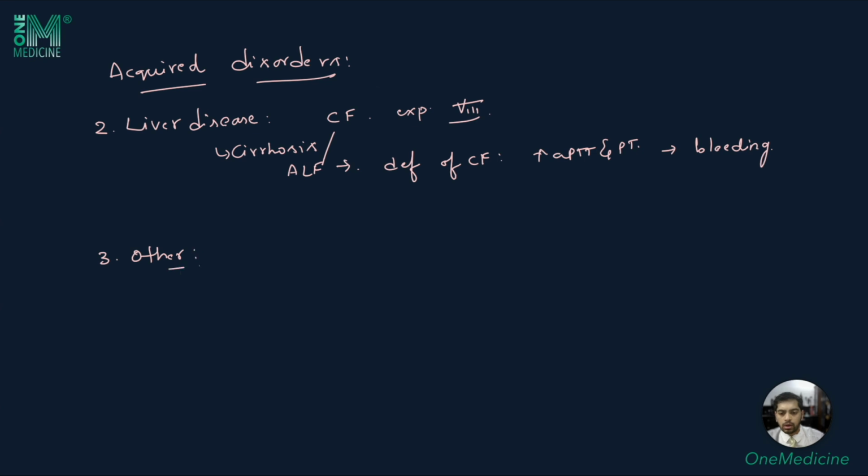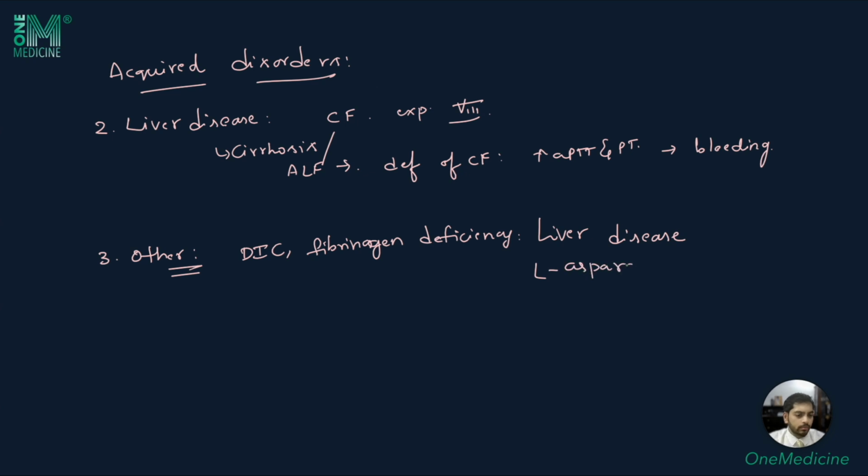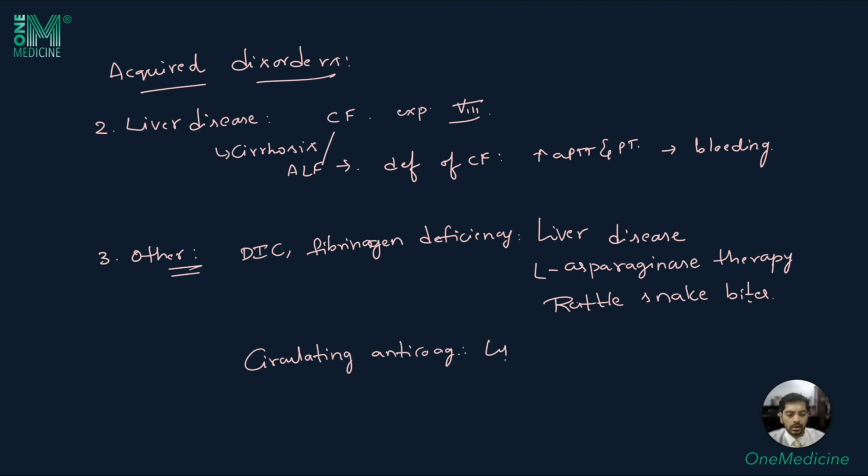Other causes of acquired coagulation disorders include disseminated intravascular coagulation and fibrinogen deficiency. This happens in liver disease, L-asparaginase therapy, and rattlesnake bites. Other causes include circulating anticoagulants, usually seen in lymphoma and systemic lupus erythematosus. It can also be idiopathic. Even massive transfusion can lead to dilutional coagulopathy.